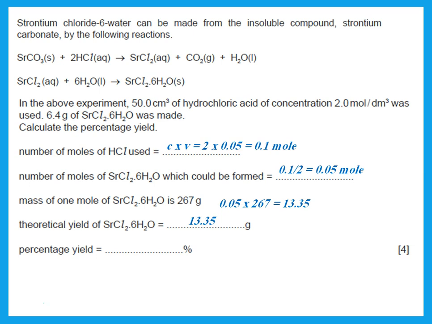But what did he actually get? If you look on top, he got only 6.4 grams. So his percent yield is the 6.4 over what we calculated, which is the theoretical yield, times 100, and that gives me the percent yield.